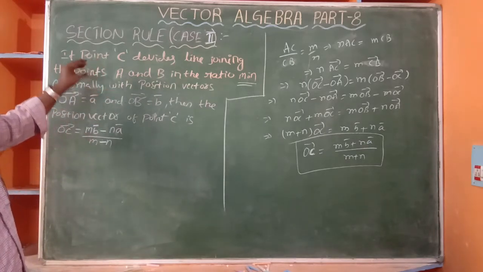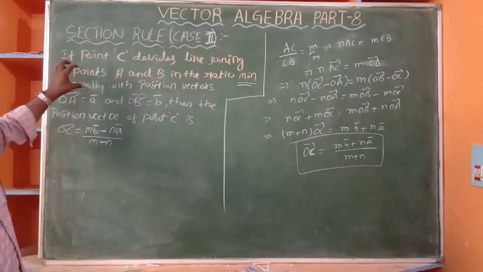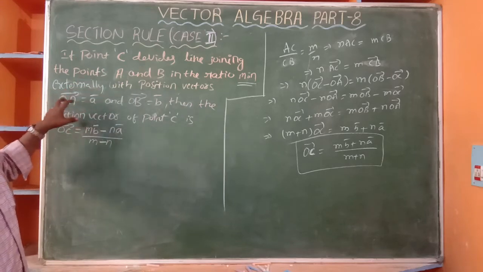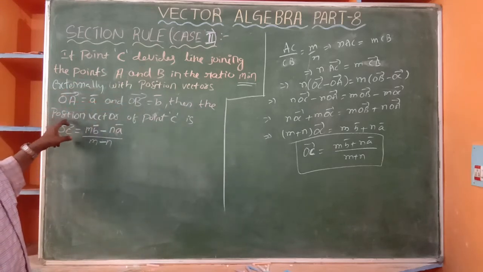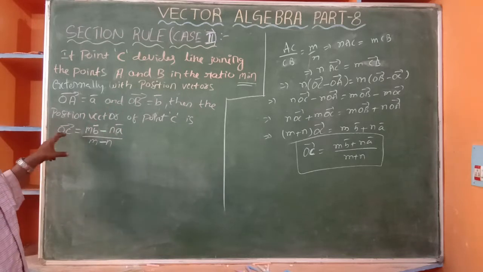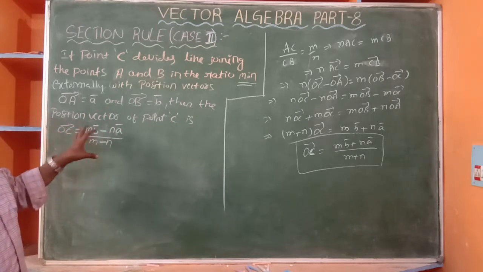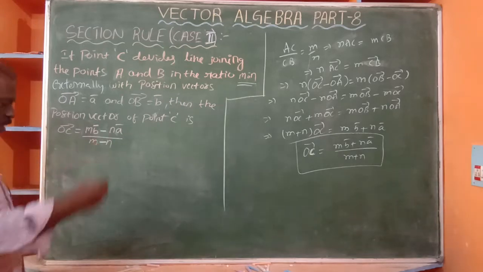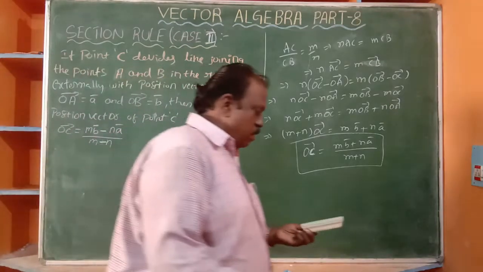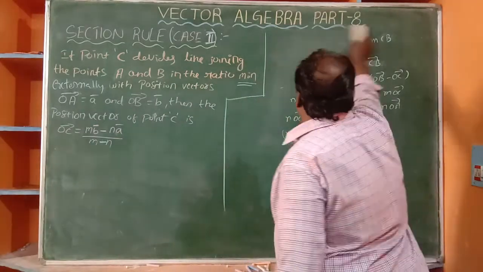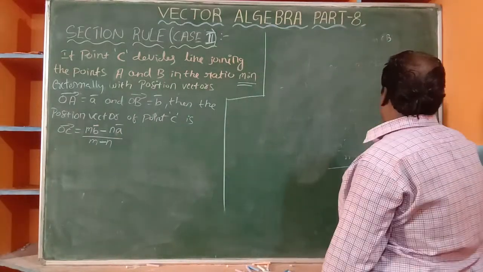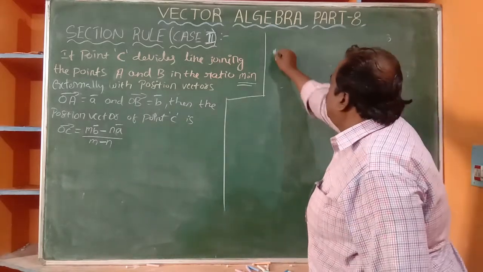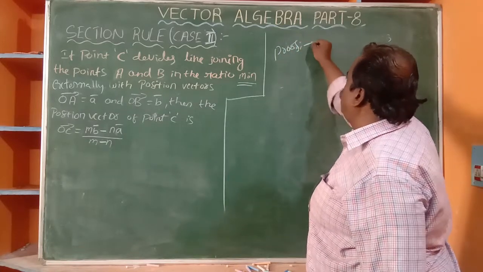Same statement. If C divides the line segment joining A and B in the ratio M is to N externally, with the position vector A bar is A bar, B bar is B bar, then the position vector of point C is nothing but OC bar is equal to M B bar minus N A bar by M minus N. Okay, now same thing. Here also I want to give a proof or solution.